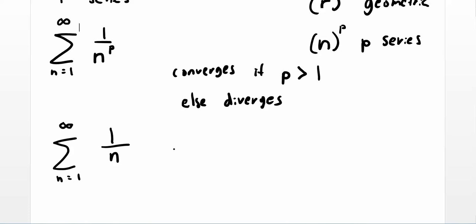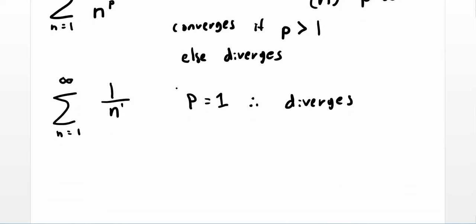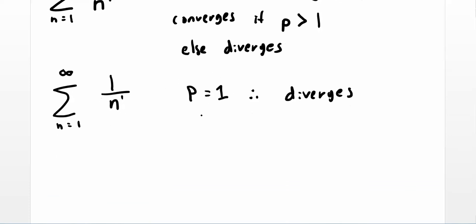So in this case, p is equal to 1. This is n to the first. p is equal to 1, therefore it diverges. That fast. Now this is a P series, but it's also a special one. It's got a special name. We call this the harmonic series. But that's not all that important. You just have to know that it diverges.